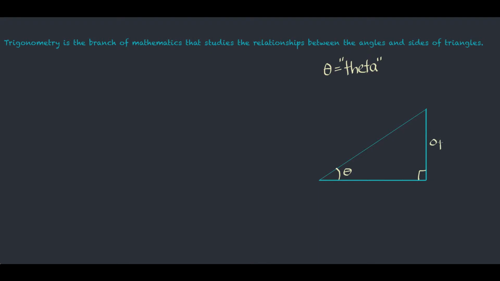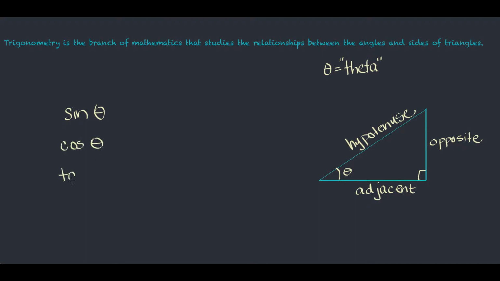And we name the sides of the triangle relative to the angle we're talking about. We name them opposite, adjacent, and then the longest side of the right triangle, as always, is called the hypotenuse. And as a reminder, we have the three trig functions you should have learned in geometry: sine, abbreviated SIN, the cosine of angle theta, and the tangent of angle theta.